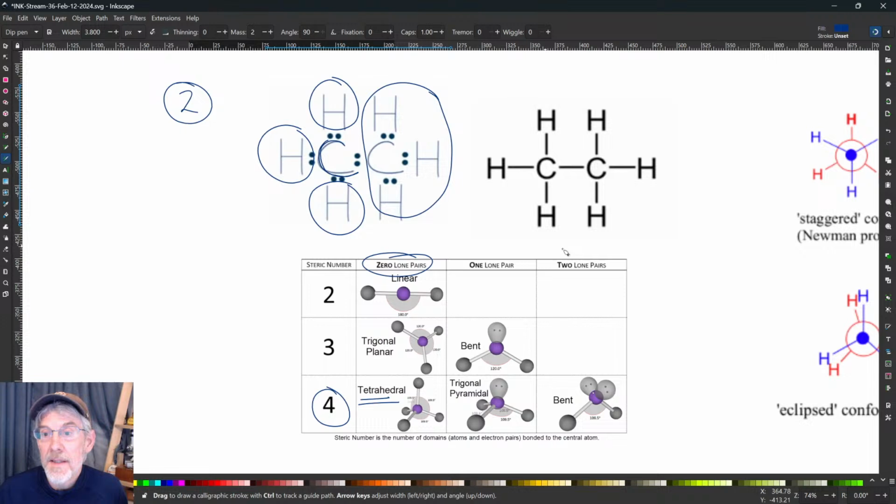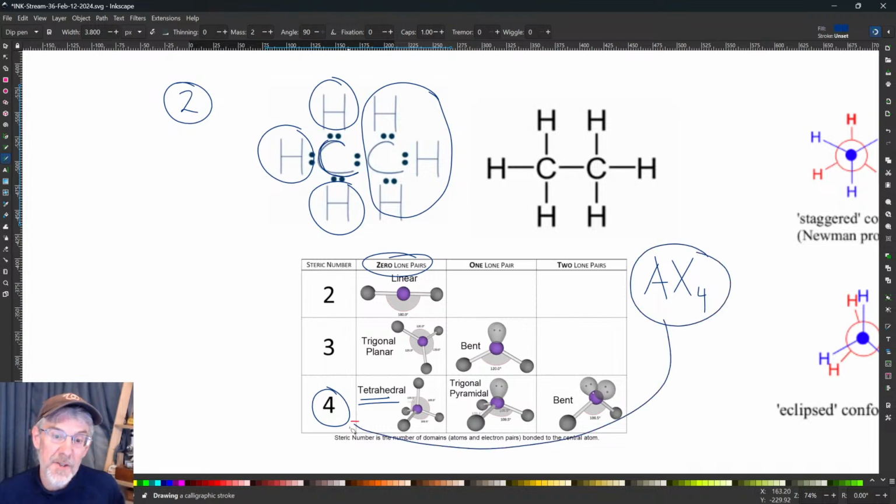If you use the AXE notation, A, X would have 4 things, no lone pairs, AX4, which is tetrahedral. Right there, tetrahedral. So they give you the same answer.